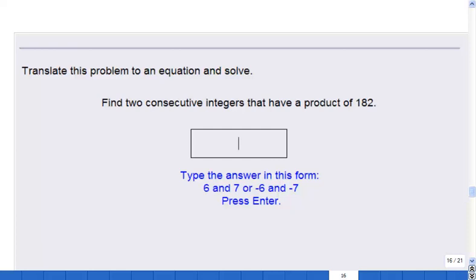NVVA, Nevada Virtual Academy Proficiency Exam Problem. Translate this problem to an equation and solve. Find two consecutive integers that have a product of 182. Okay? And we did solve a similar problem, I believe yesterday.